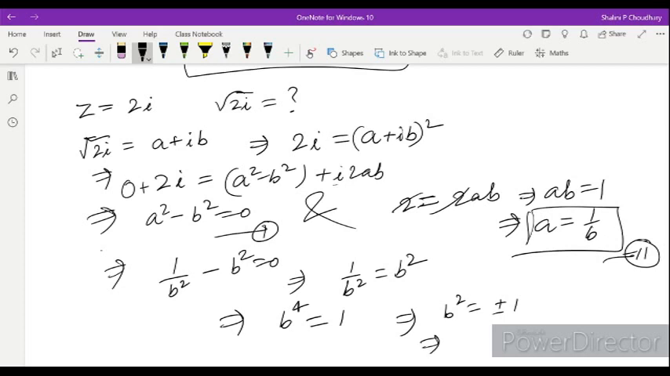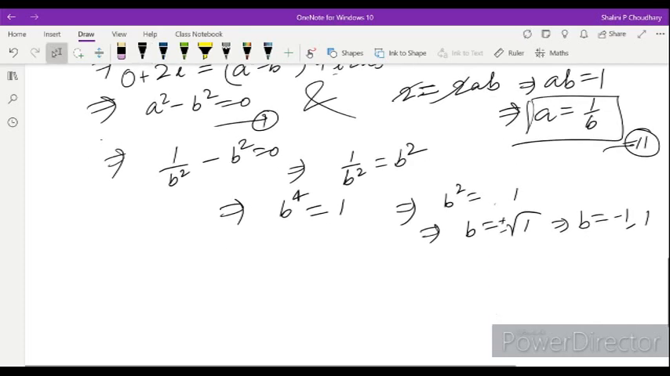Okay, then b will be equal to square root of... here we can't take minus 1, because the square root of minus 1 will be an imaginary number, but here b should be a real number, so only the positive value will be taken. It means square root of 1. Okay, so b will be plus minus square root of 1. It means b का value either minus 1 होगा या फिर plus 1 होगा.